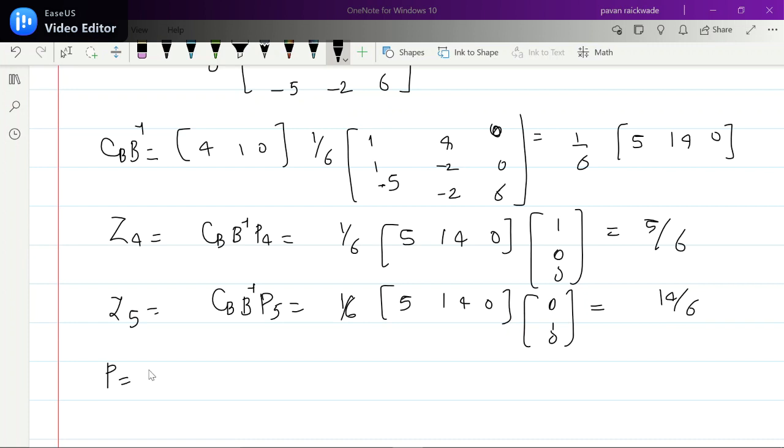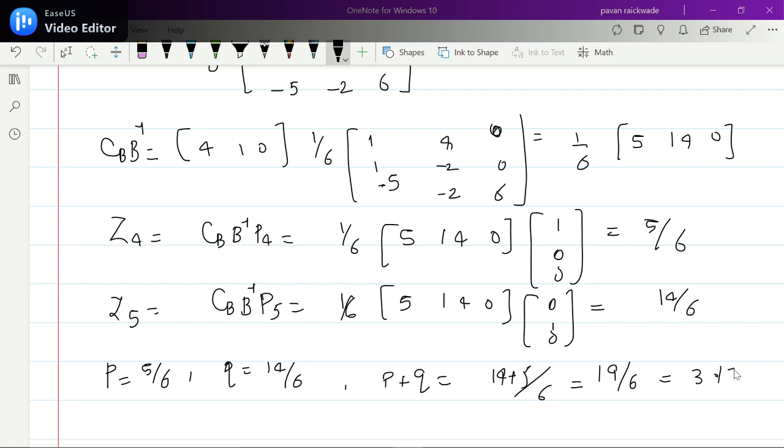So P equals 5 by 6, and Q equals 14 by 6, and what we want is P plus Q, which is 14 plus 5 by 6, which is 19 by 6. It's approximately 3.17 or 3.1667. So this is our final answer.